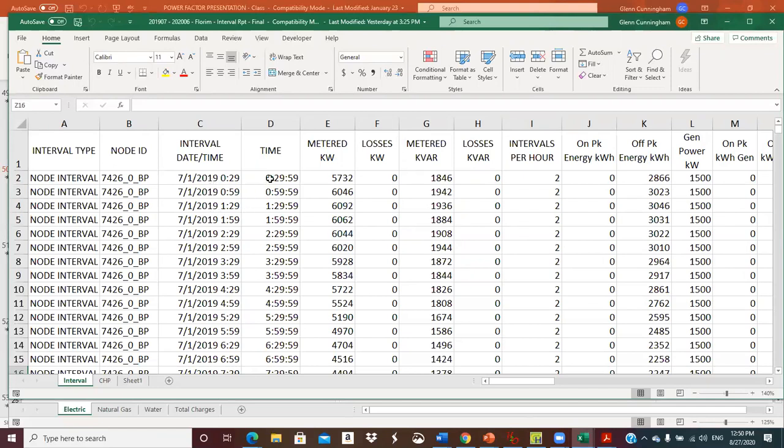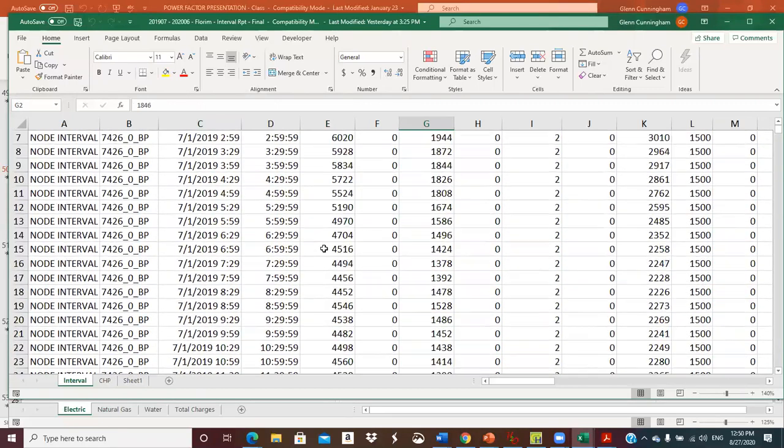So there's the time, there's the date. It starts July 1, 2019. There's the time, 12:29:59 a.m., when the meter's recording. And there's the plant kW, and there's the plant kVAR. So right there, I've got this every 30 minutes for the entire year. And so you can come down and see the variation on this.